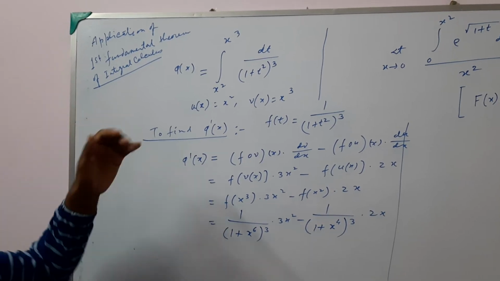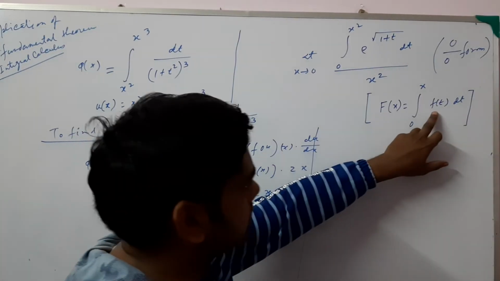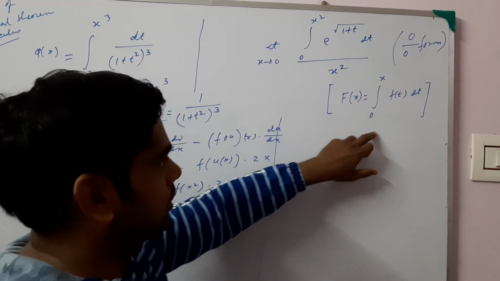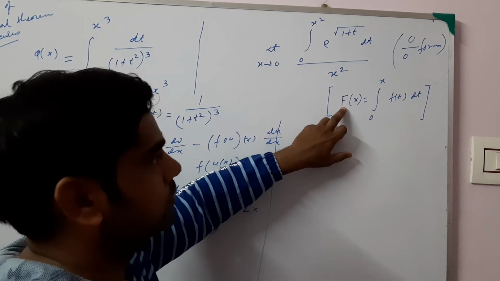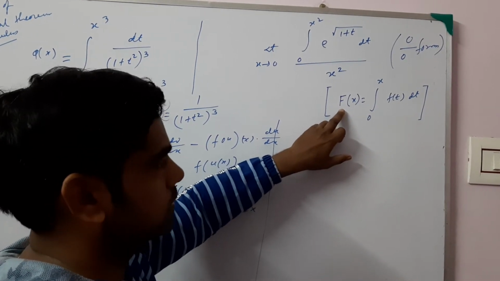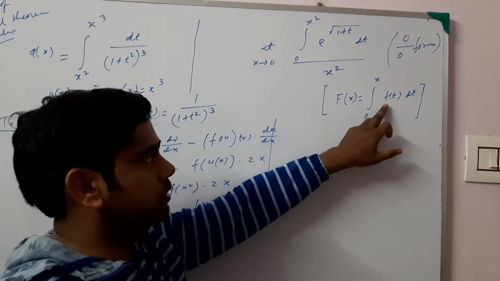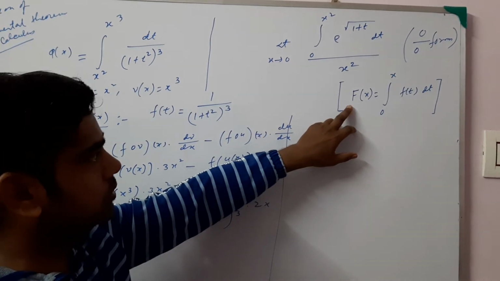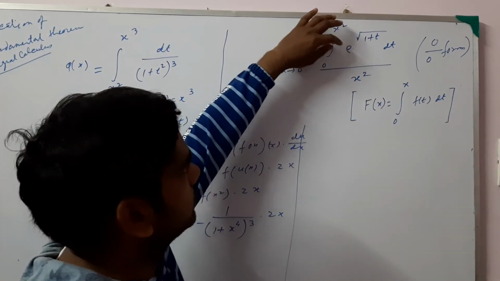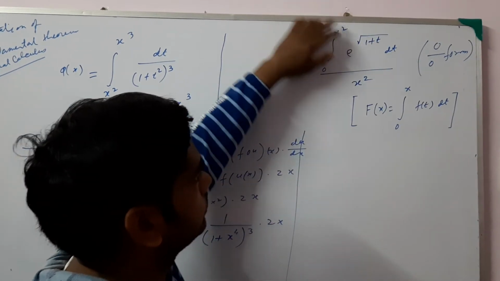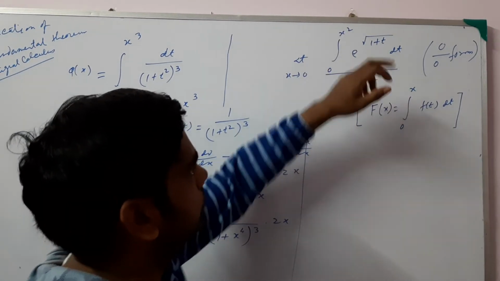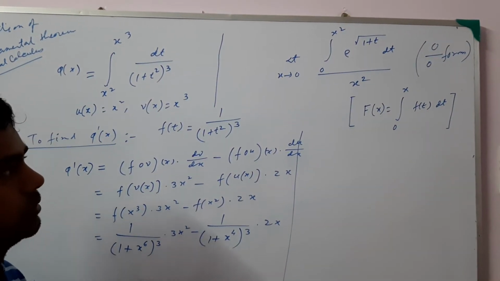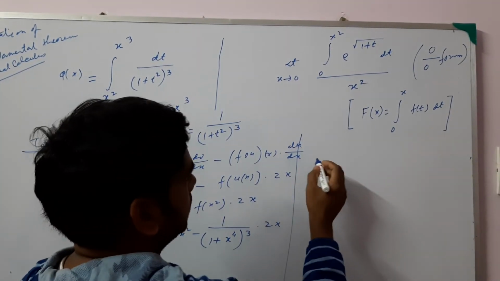Now from the first fundamental theorem of integral calculus, if the function f of t, here the integrand, is integrable, then capital F, which is a function of x, will be continuous, and if f is continuous at a particular point c, then capital F will be derivable at that point. So here we say that e to the power root over 1 plus t is a continuous function, so this one will be a function of x, so it will be derivable. So we apply this one.